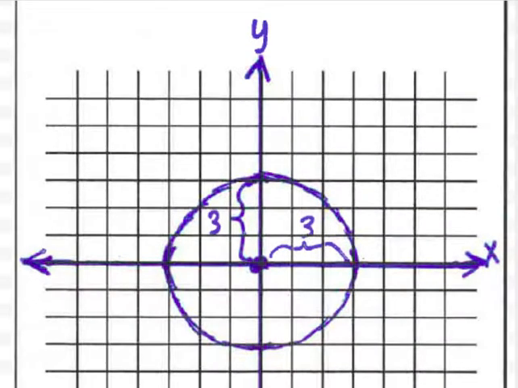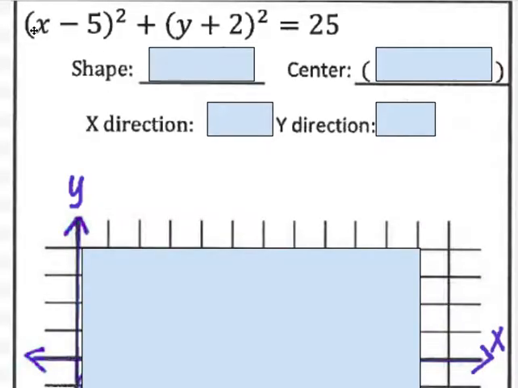Now let's look at the second problem. In the second problem, our equation is x minus 5 squared plus y plus 2 squared. So this 5 and this 2 are going to help determine where the center is. In your standard form for the circle, you should have minus signs here, both of them. Because this is a plus, that tells me that this 2 is actually a negative 2.